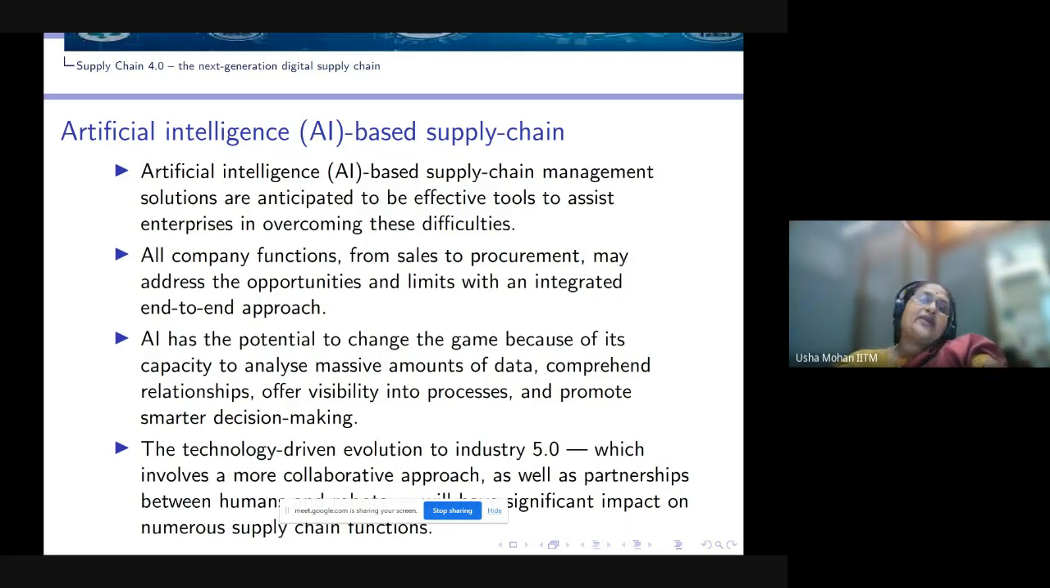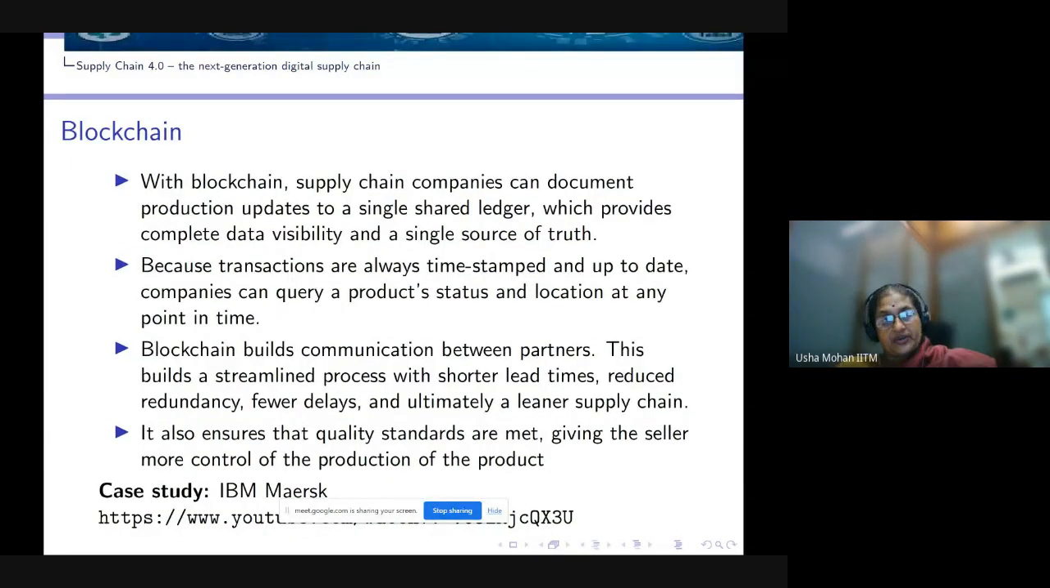Again, if I go back to my 9 pillars, I saw cyber security to be an important pillar. When I talk about cyber security, something that comes to my mind immediately is blockchain. What is blockchain technology, and how is it influencing supply chains? With blockchain, supply chains are able to document production updates in a single shared ledger. Blockchain is nothing but a shared ledger, and this improves the entire visibility and provides a single source of truth.